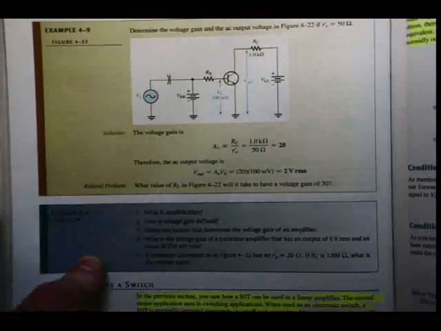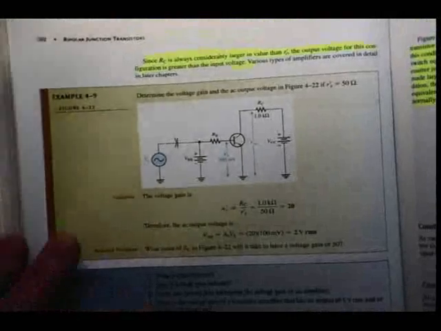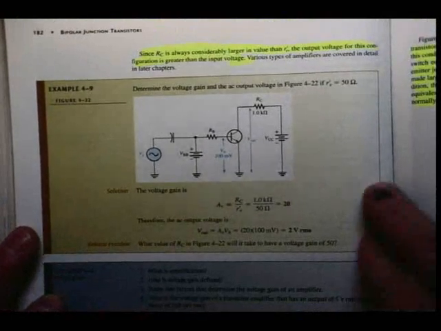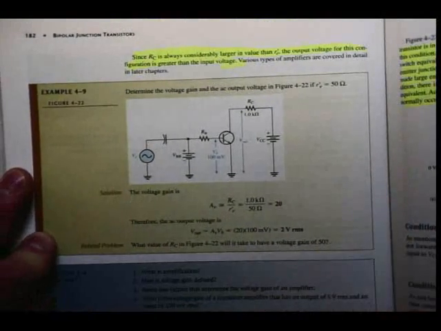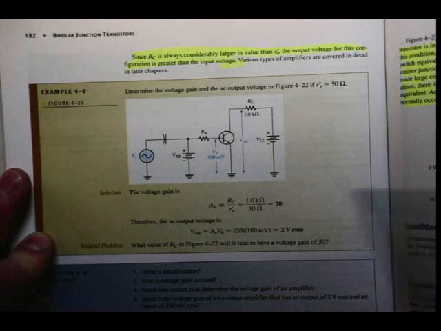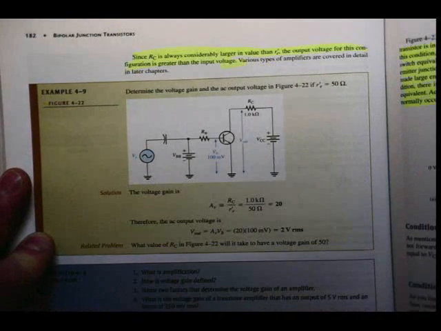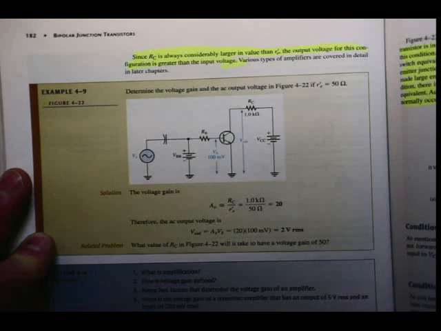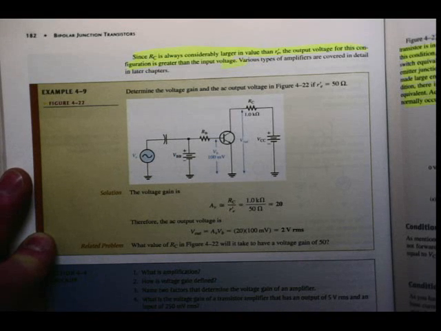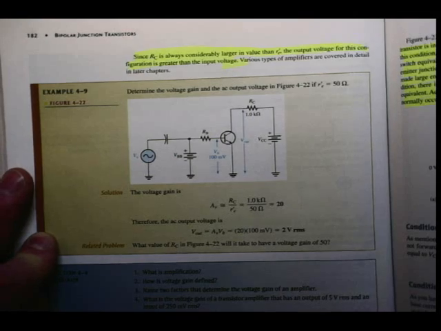As I said earlier, we're already in the next chapter going to do all the biasing circuits to be able to do amplification and so forth. Just take note of that as well. Since RC, the resistor on the collector, is much larger than the value of r'e, the output voltage for this configuration is greater than the input voltage. So I can see that the amplifier does amplify.